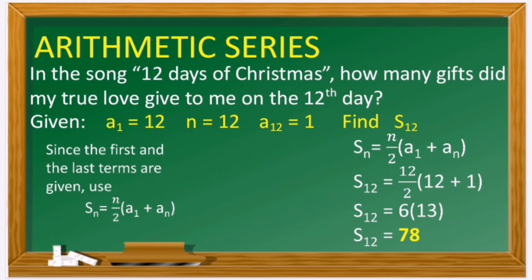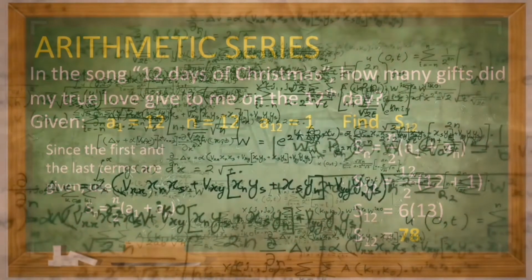Go. 12 over 2 times the quantity of 1 plus 12. 12 being the total number of terms, 1 is our first term, and 12 is our last term in this particular song. So 12 over 2 gives you a 6, 1 plus 12 is 13, so that 6 multiplied by 13 gives you our S sub 12 equals 78.